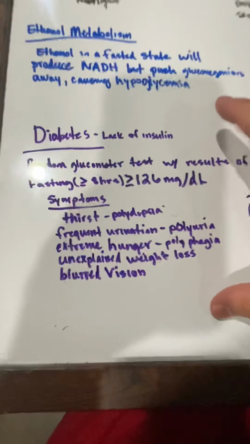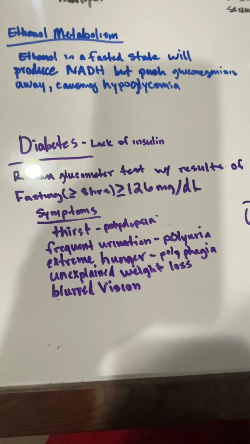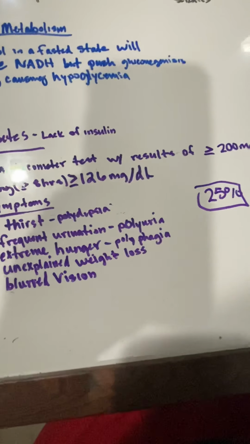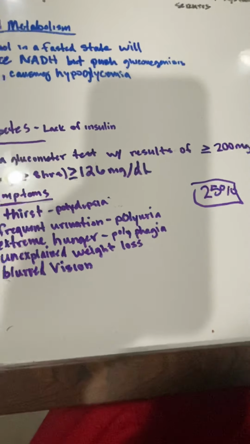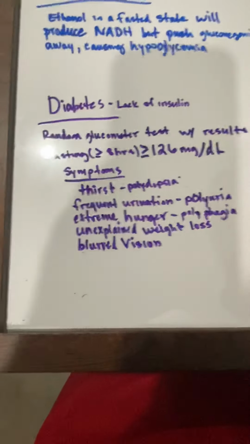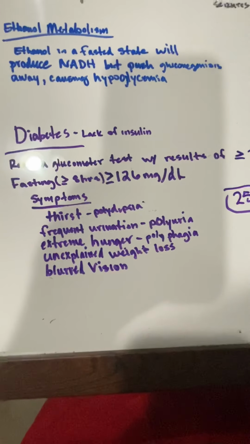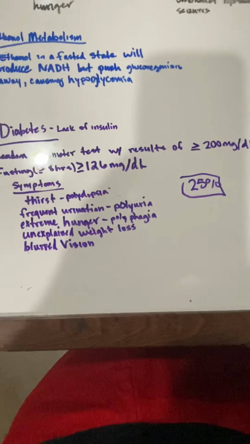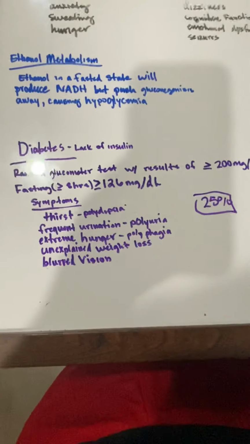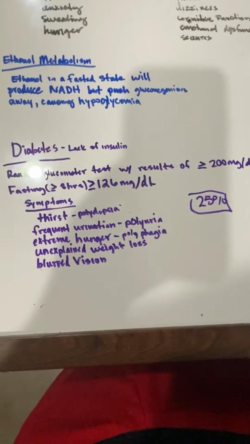So the other one is diabetes, and diabetes is just the lack of insulin. Really, hypoglycemia comes from taking, I think, too much of a dose, which causes a hypoglycemic shock. So a random glucometer test with results of greater than 200 would result in a diagnosis of diabetes. If you're fasting for more than 8 hours and you have blood sugars of 126 or more, that would be considered diabetes.